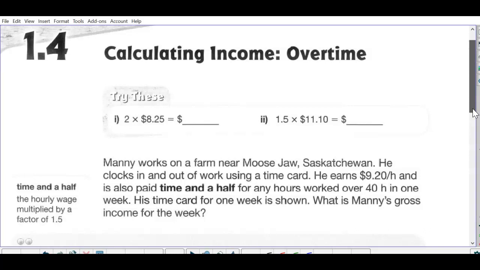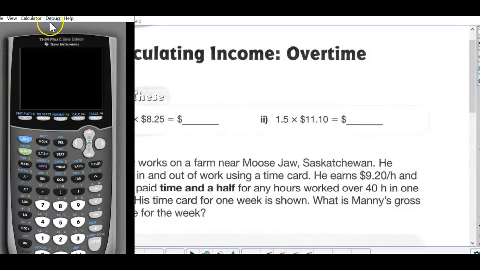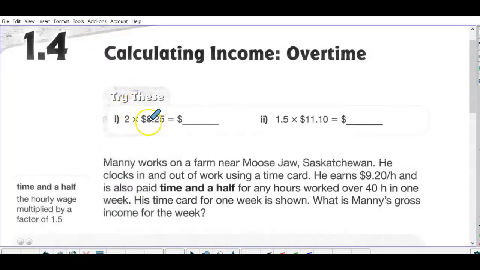So try these in this particular chapter, just 2 examples of that. You can get out your calculator, but actually the first one, you don't need a calculator, multiplying by 2. So 8 times 2 is 16. And then 2 times a quarter is 50 cents. So that would be $16.50.